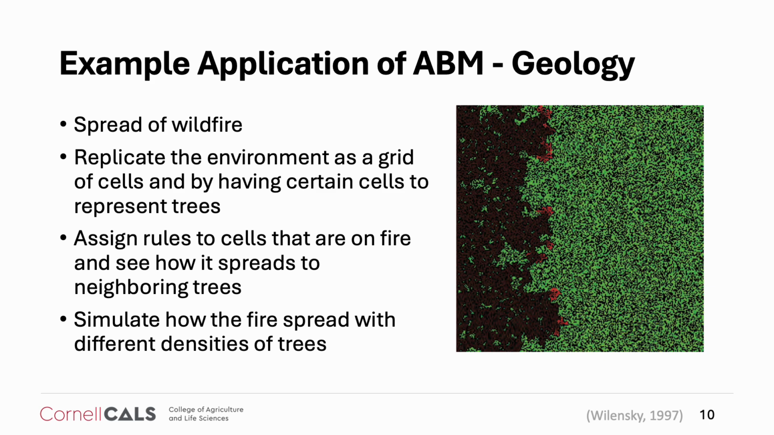So let's take spread of wildfire as an example to see how ABM has been used in other fields. The figure here shows an example provided by Uri Wilensky developed on NetLogo. Here, the environment is replicated as a grid of cells, which forms a map on NetLogo, and some of these cells are represented as trees. Certain cells that are on fire are assigned a set of rules, and the wildfire is simulated to see how it spreads to neighboring trees. The researchers can use this to experiment how different densities of trees in the forest can affect the wildfire spread, and it can be modified to account for different environmental factors, such as wind speed and type of wood.